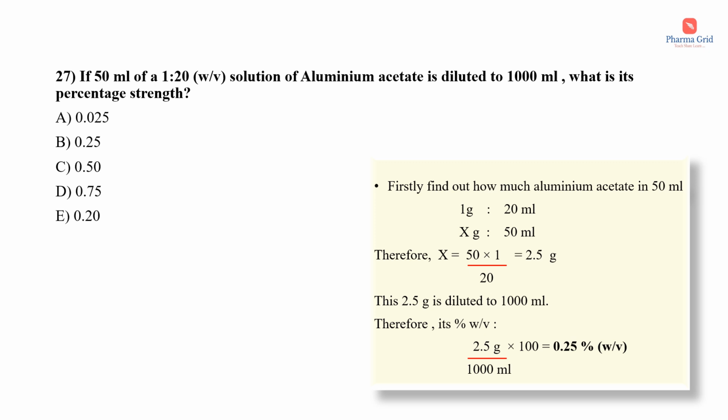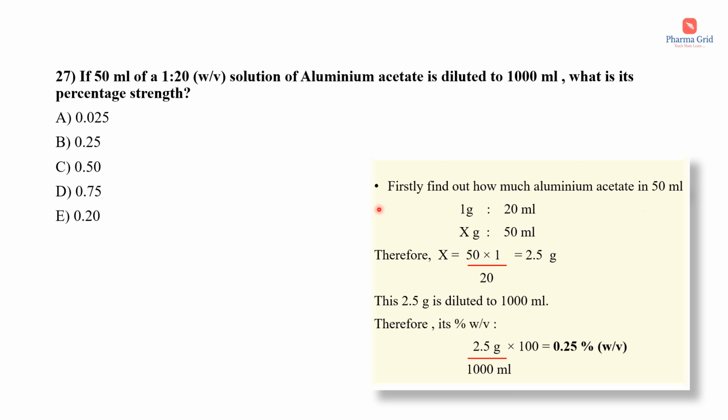Next question. If 50 ml of a 1:20 weight by volume solution of aluminum acetate is diluted to 1000 ml, what is its percentage strength? Okay, so in the question they have given 50 ml of a 1:20 weight by volume solution of aluminum acetate. So firstly find out how much aluminum acetate is present in 50 ml.